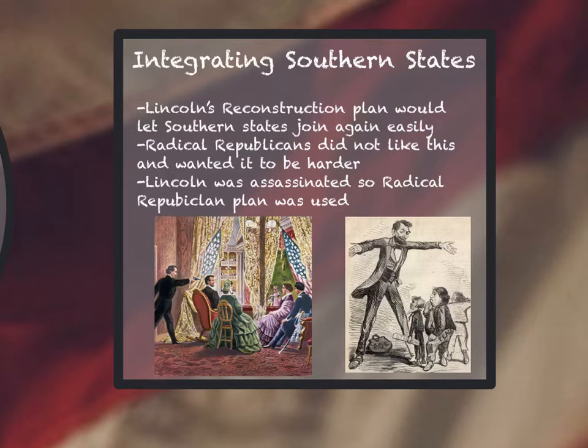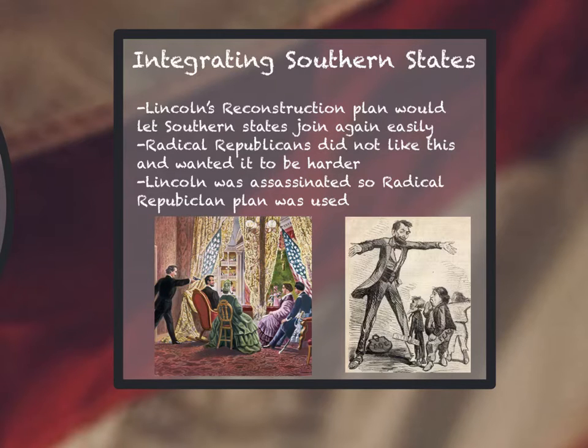Radical Republicans didn't like this though. They wanted it to be harsher on the South. The South rebelled. We need to punish them for their mistakes. And remember, radical Republicans are the Republicans who are against slavery but are extremists. They were all for the Civil War, and they were very against these racist Southerners.